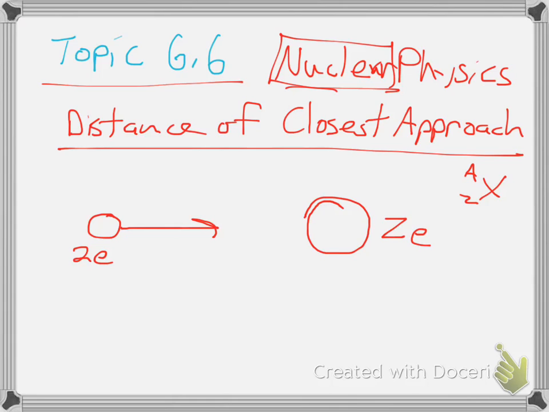So if it's going straight on at it, do you remember from the little tests that we took on 6.1 through 6.3? What's it going to do? It's going to bounce straight back. It's going to come straight back. It's not going to be deflected off at an angle theta.